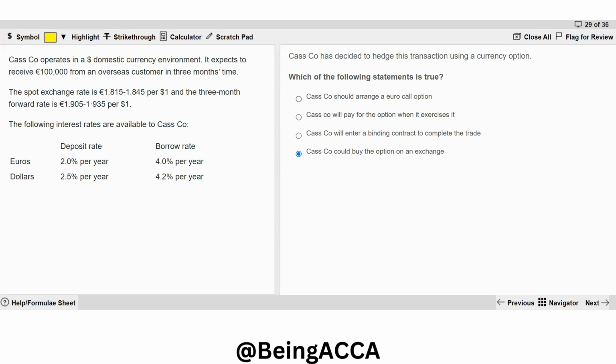The first statement can also be further explained by saying why they will not go for a call option: they are going to receive the money in euros itself, right? And they want to sell these euros to get dollars later, because their domestic currency is dollars. So why would they buy a call option? They would rather buy an option in which they get to sell the euros. So they will buy a put option for euros, right? So let's move on to the next one.